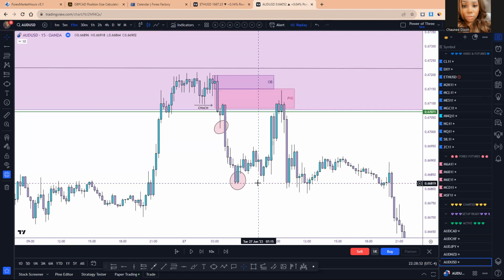So if you see fair value gaps and order blocks easier, use them. Don't force yourself to do supply and demand if it doesn't make sense to you. Because I've tried supply and demand, and for some reason I can't get it. So I stick to what I know and what feels natural to me.